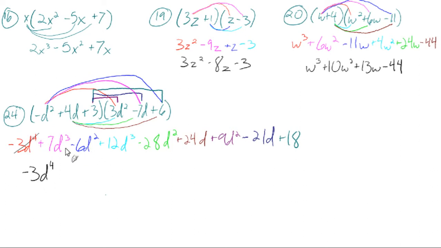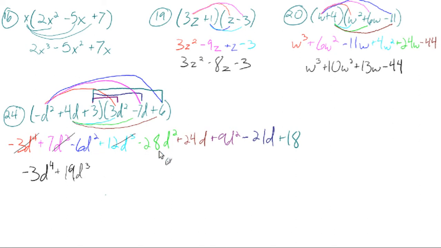Next, we'll go on to the next highest power, which is 3. And here's one, and that's it. So we'll put those together. 7d to the 3rd plus 12d to the 3rd would be 19d to the 3rd. Okay, so those have been put together. It's all down here. That's taken care of.